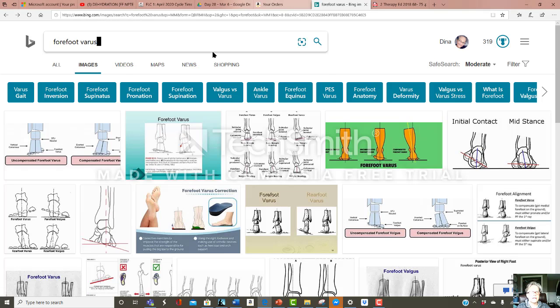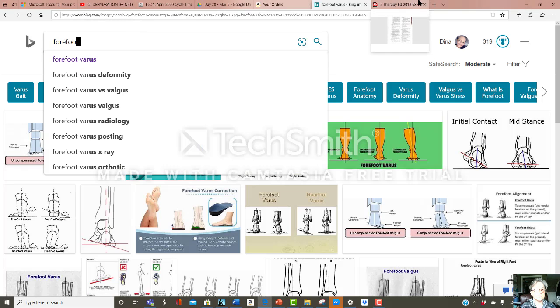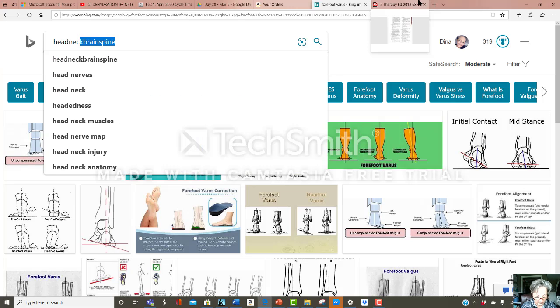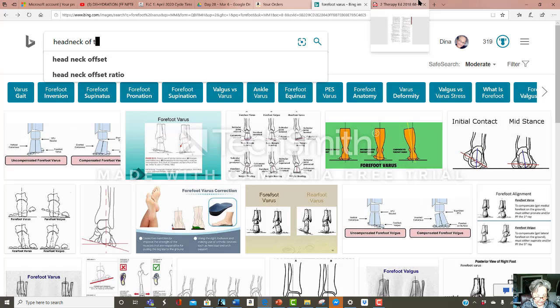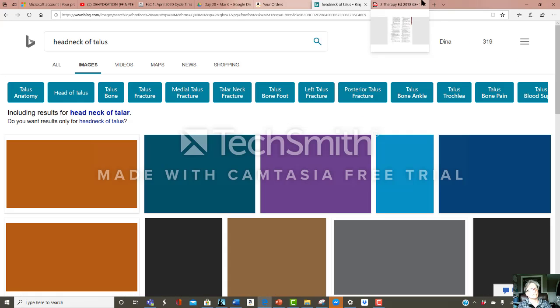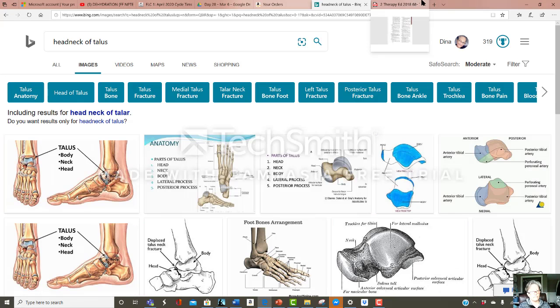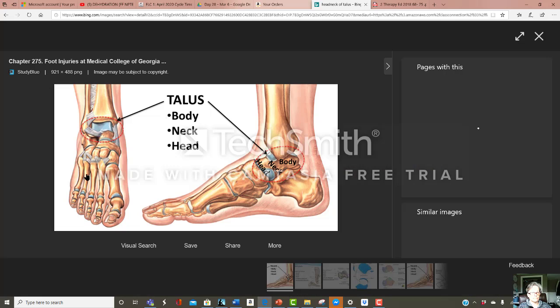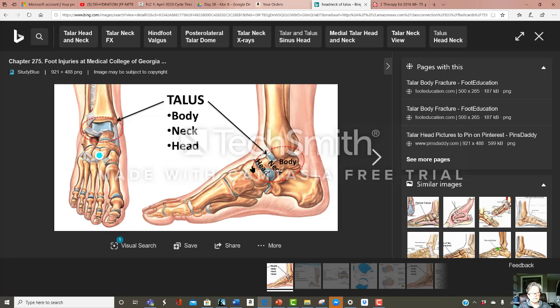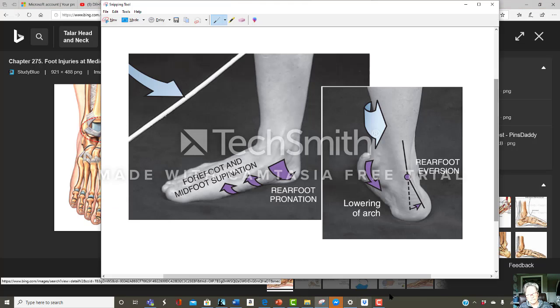Let's find a picture of the head and the neck of the talus. Okay, so here's the talus. You have the head, the neck, and the body of the talus.